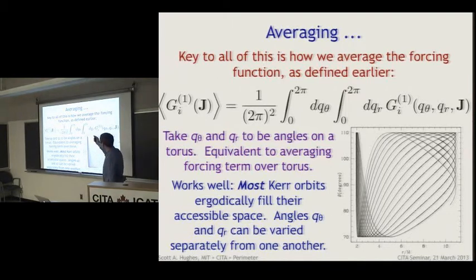Now, for most Kerr orbits, this kind of averaging turns out to be very accurate. I'll show you what I mean by very accurate in just a moment. The reason is that when I describe the geometry of a Kerr orbit, you think of it as a torus in the space near the black hole. It has a minimum radius, a maximum radius, and a maximum and minimum angle. I've taken that cross-section and blown it up here. Your typical orbit will actually ergodically fill that torus. You wait long enough, it will come arbitrarily close to every point within the torus.